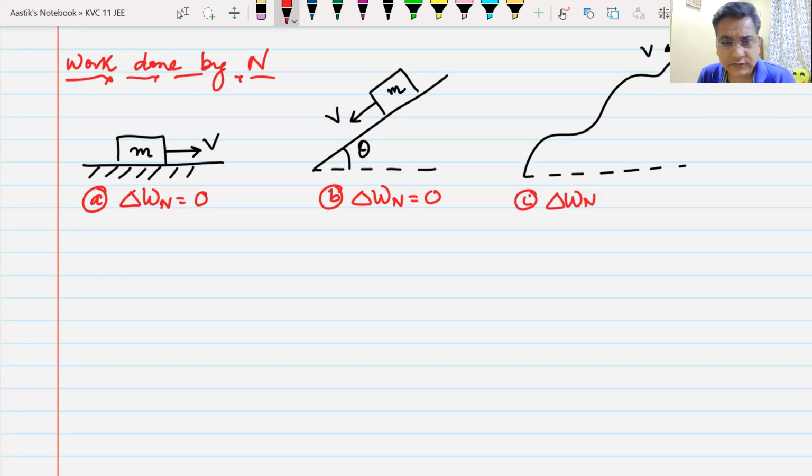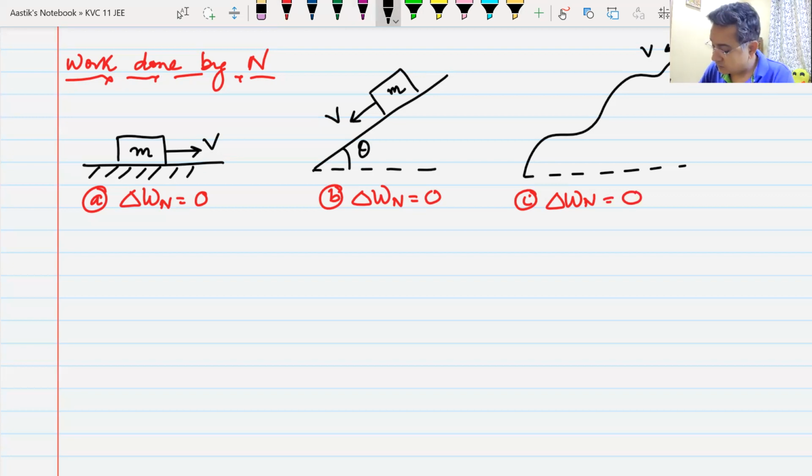I heard something. Do we have an answer here, beta? 0, sir. 0, sir. Okay. Why is it 0? Any reason why it is 0? There must be a reason why it is 0. Always perpendicular. It is always perpendicular.